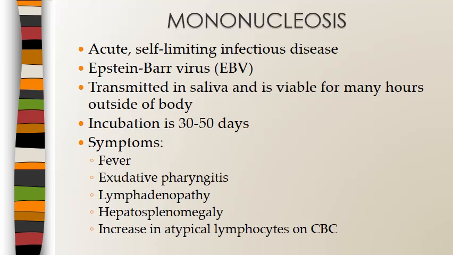So incubation is between 30 to 50 days, and the symptoms that you see are fever, exudative pharyngitis, lymphadenopathy, hepatosplenomegaly, and an increase in atypical lymphocytes on a CBC if you obtain a CBC in the child. So it's really important to identify this disease, especially because of the hepatosplenomegaly. Children who have a big liver and a big spleen have got to have limited activity because we can't take the chance of them falling or getting hurt and injuring those organs that are enlarged.